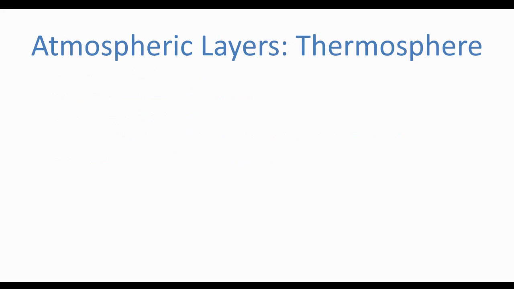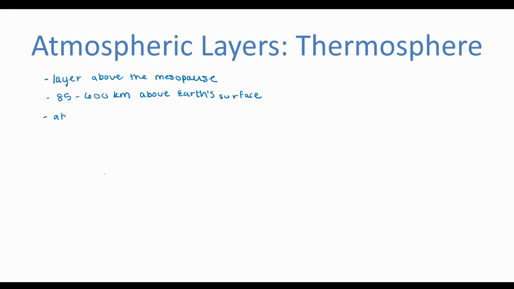And once we reach the mesopause where the temperature has stopped decreasing, we know then that we are entering a new layer. That layer is the thermosphere. The thermosphere is the layer above the mesopause. It is 85 to 600 kilometers above Earth's surface. And this is the layer that absorbs solar radiation. There's a low density of air that causes temperatures to rise.